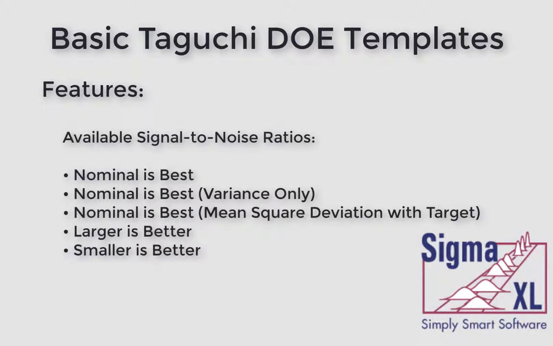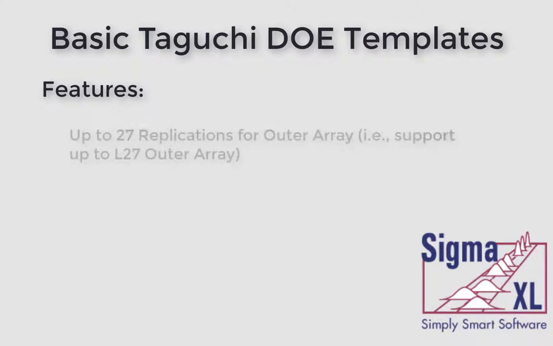The available signal-to-noise ratios are nominal is best with variance only, nominal is best mean squared deviation with target, larger is better, or smaller is better. They support up to 27 replications for the outer array.